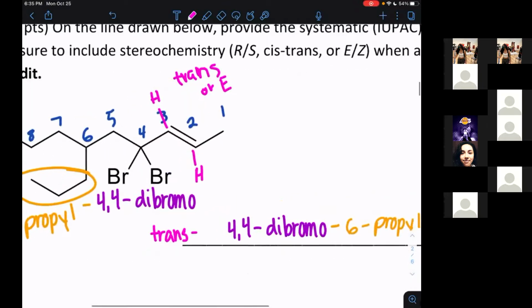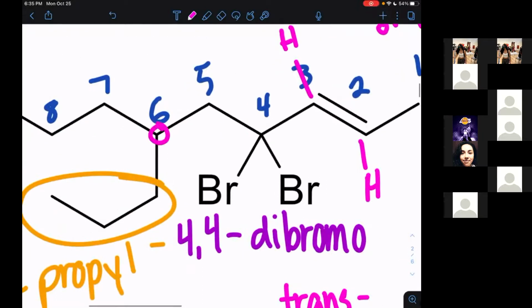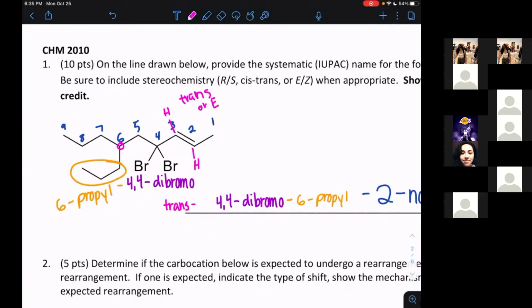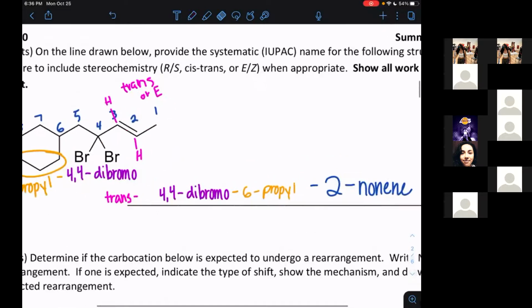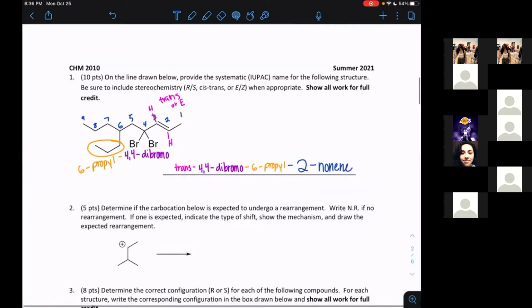Okay, and then this is not a chiral center. This is a chiral center. Yes, so wait, 1, 2, 3, 1, 2, 3. No, it's not, right? I don't think so. Okay, no, cool. So that one's not a chiral center because two of them are the same. So it's just trans-4-dibromo-6-propyl-2-nonene. Yes. Okay. That's that one.